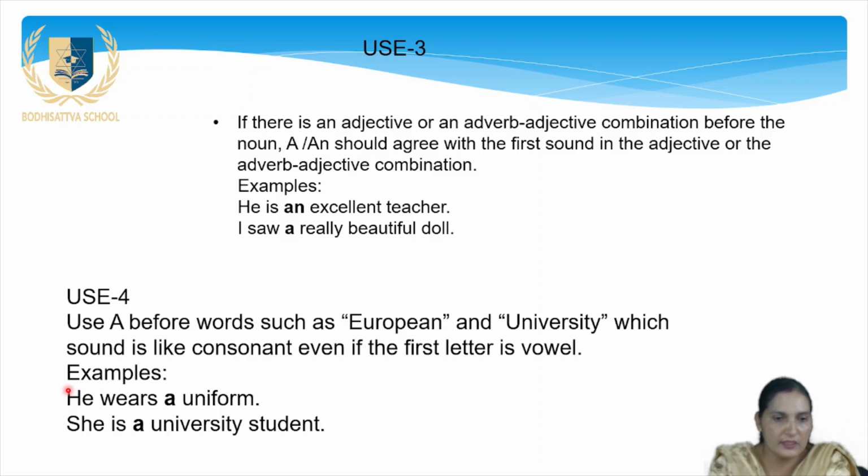Now you can look at examples also. At that time you can be clear. He wears a uniform. In this sentence, "a uniform." Here the article "a" is used, because the first letter is a vowel letter, U, but the sound of uniform is a consonant sound. So the article "a" is used here. And now look at the next sentence. She is a university student. Here the starting letter U is a vowel, but the sound is a consonant. So "a" is used here.